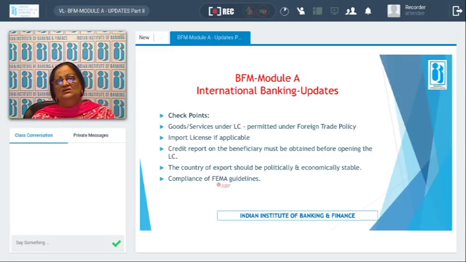One more point to be kept in mind is the country of export should be politically and economically stable. The country from which your importer is importing the goods should be politically and economically stable, so that no problems come while the transaction is being done. And there are the FEMA guidelines, whichever are in force, they should be complied with. All these points should be kept in mind while opening an LC.